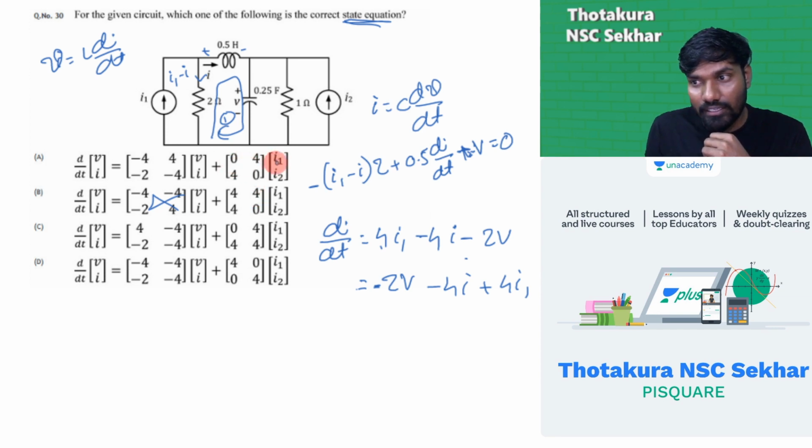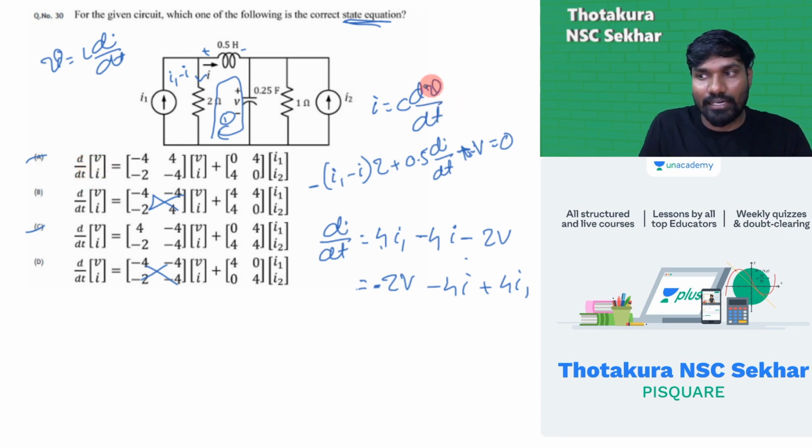Here I1 is plus 4, so this can be the answer. Here also plus 4, here 0 is there. I1 coefficient is, if you multiply these two, you will get 0. So this cannot be the answer. So either this can be the answer, or this can be the answer. So we will go to the next one, it will be done. Okay. Next equation is for this dv by dt.